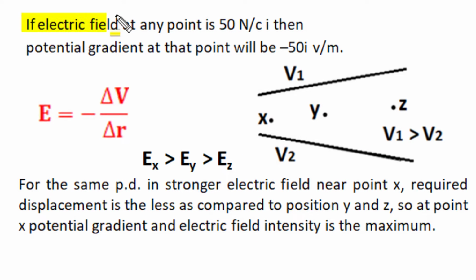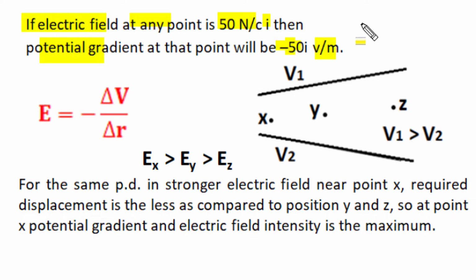This problem is very straightforward. If electric field at any point is 50 Newton per coulomb in plus i direction, then what is potential gradient at that point? So potential gradient is numerically equal to electric field intensity, that is 50 volt per meter. Newton per coulomb and volt per meter are one and the same thing, but the two are in opposite directions. So since electric field is in plus i direction, potential gradient is in minus i direction.